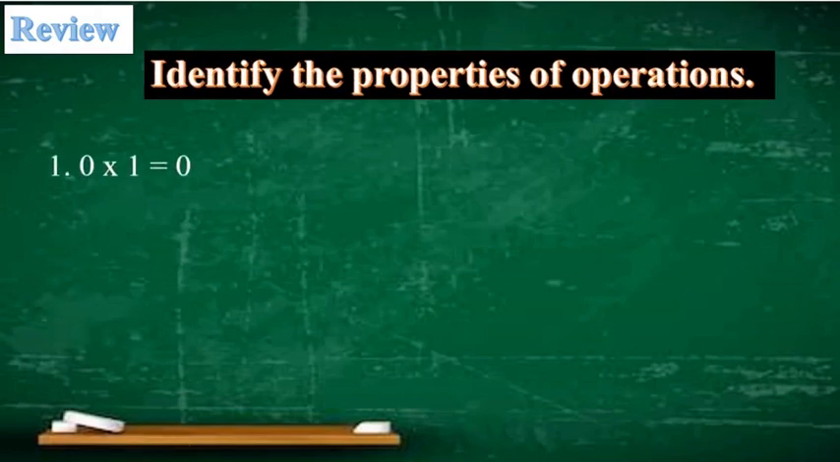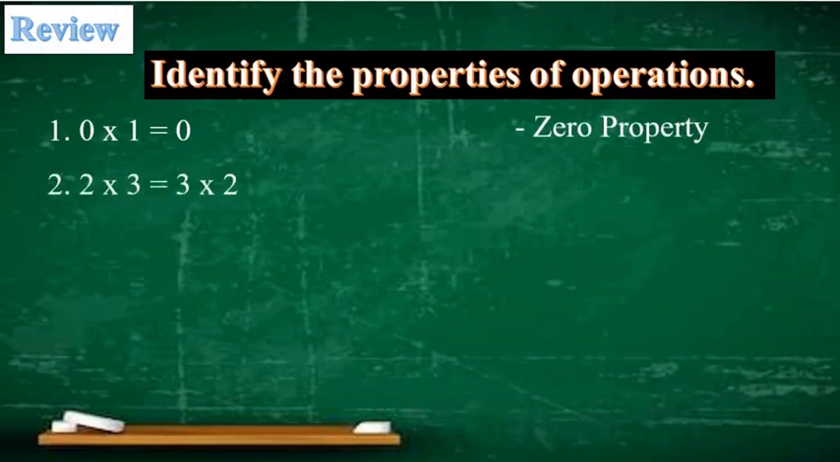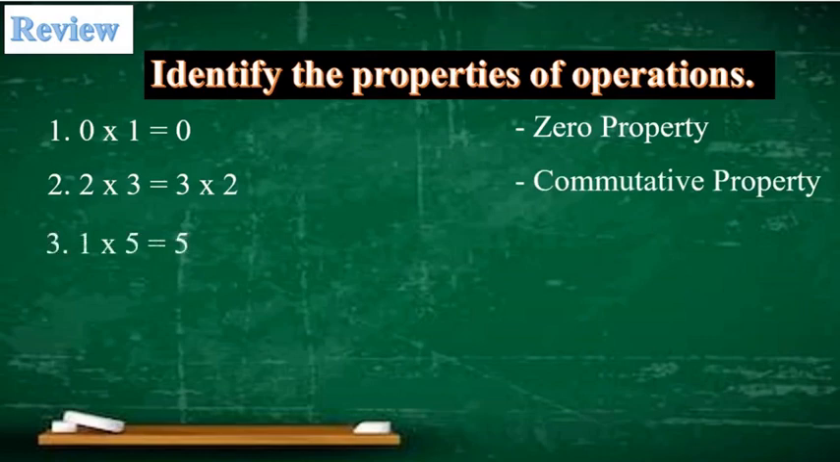Number 1. 0 times 1 equals 0. What kind of property is this? Yes, zero property. Number 2. 2 times 3 equals 3 times 2. What kind of property is this? Right, the answer is commutative property. Number 3. 1 times 5 equals 5. What kind of property is this? Correct, identity property.